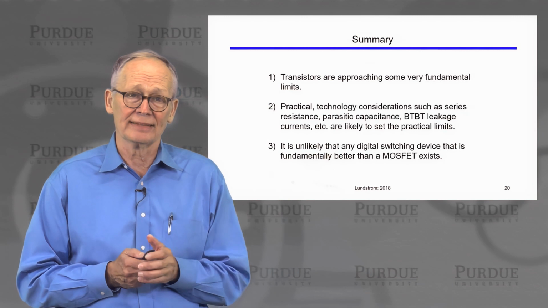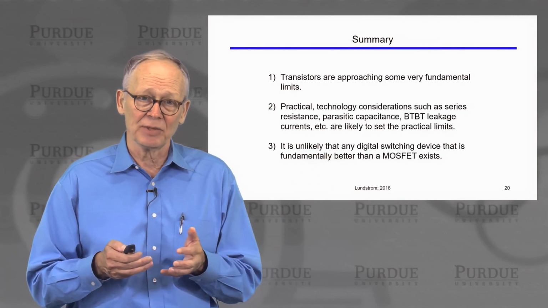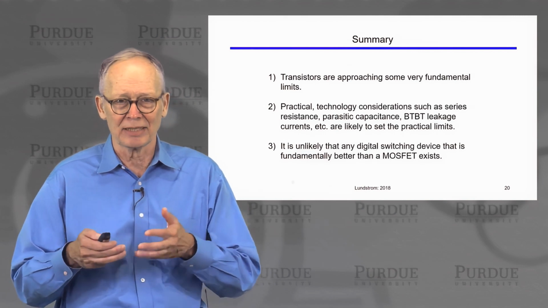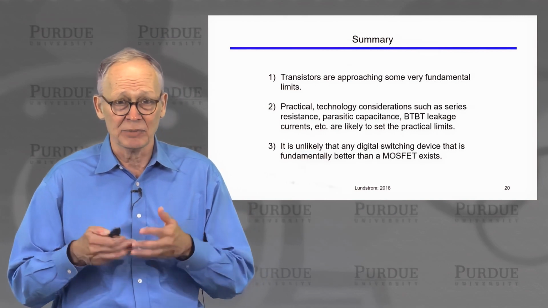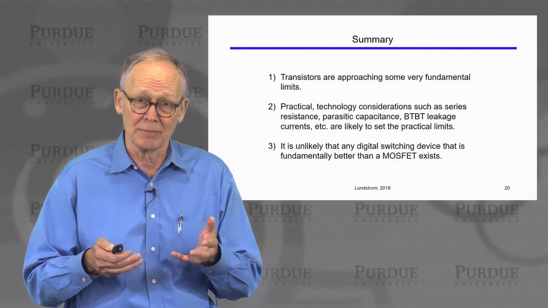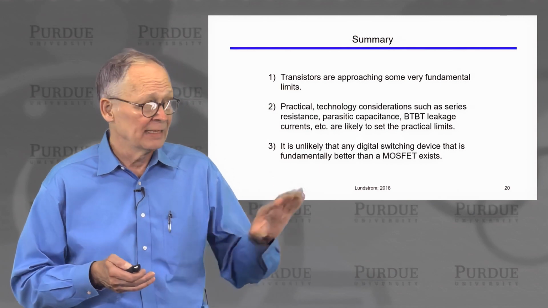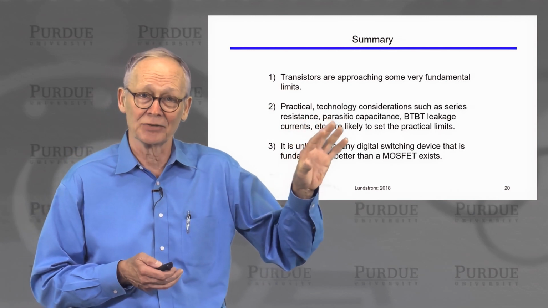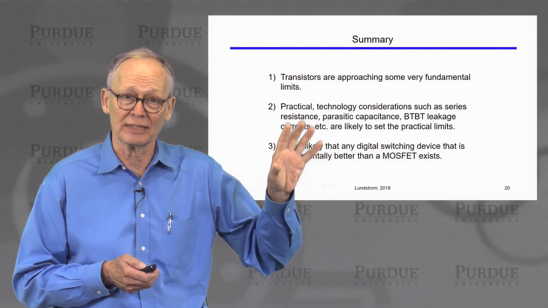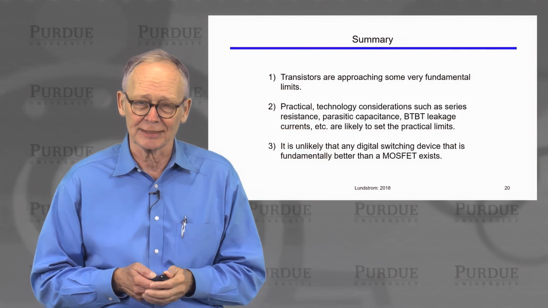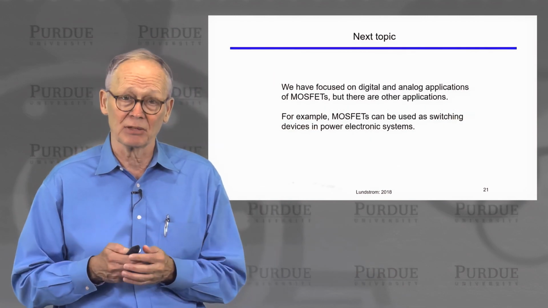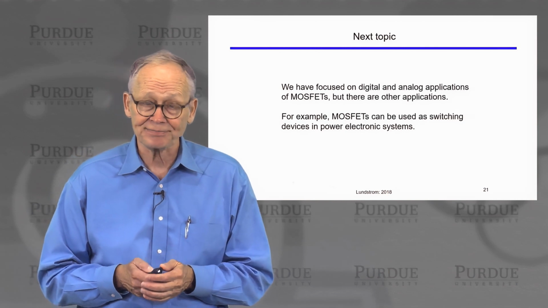And the third point is that these fundamental limits can be described from some very general thermodynamic and quantum mechanical arguments. We obtain the same limits that we obtain for a MOSFET, which suggests that it's unlikely that there is some magic device out there which will get us closer to these fundamental limits for switching devices. Okay, that's a quick look at some very fundamental limits for digital switching devices.